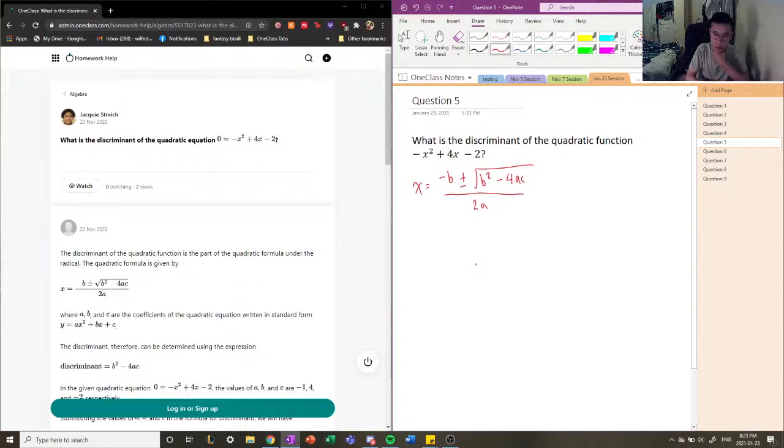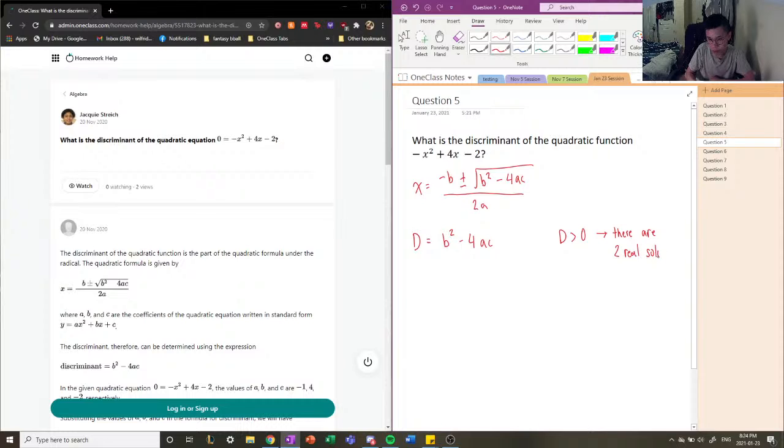Okay, so the discriminant is based off this, and we take the terms that are within the square root. So we're going to write d as the discriminant, and it's going to be equal to b squared minus 4ac. So the value of d will give us information about the quadratic function's solutions. Okay, so if d is greater than 0, there are 2 real solutions.